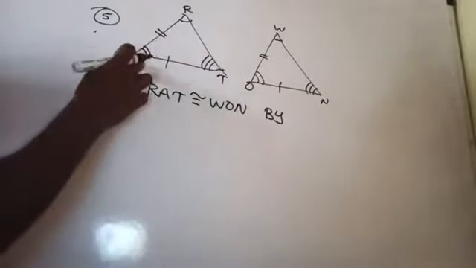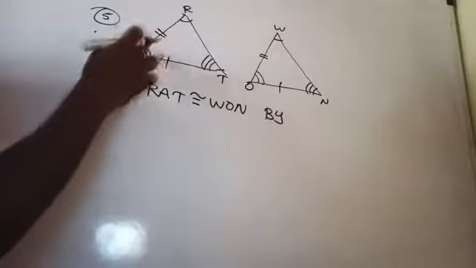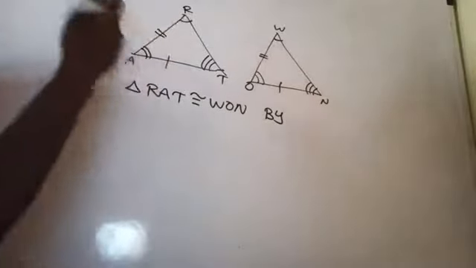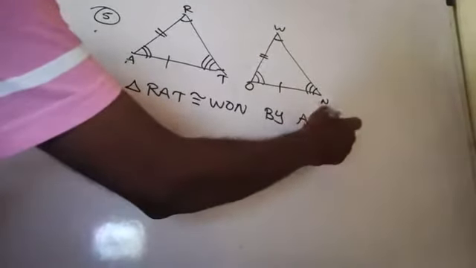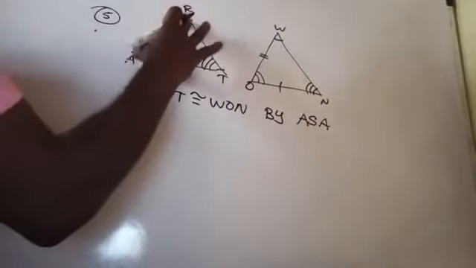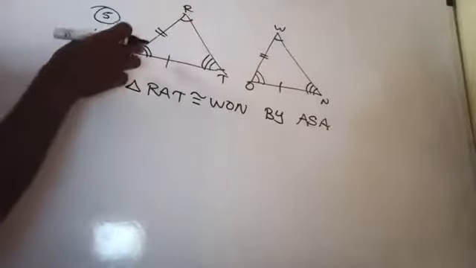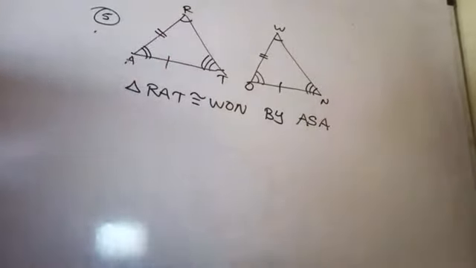Otherwise, if you are considering SAS, you can say, otherwise ASA. You can say anything, ASA. That is, one side is included between the two angles. Otherwise, this is an angle included between the two sides. Then also you can say that. Are you getting there? Right.